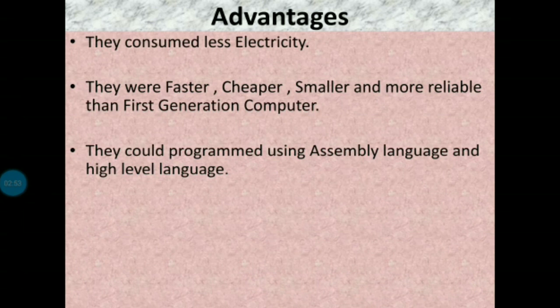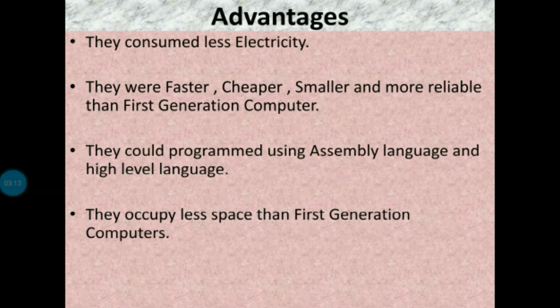But the second generation computer used assembly language. What about first generation computers? First generation computers used machine language. Machine language means the language which the machine understands, that is zeros and ones. But second generation computers used assembly language. In assembly language, there are some commands, not zeros and ones. Using commands, the programs are structured.